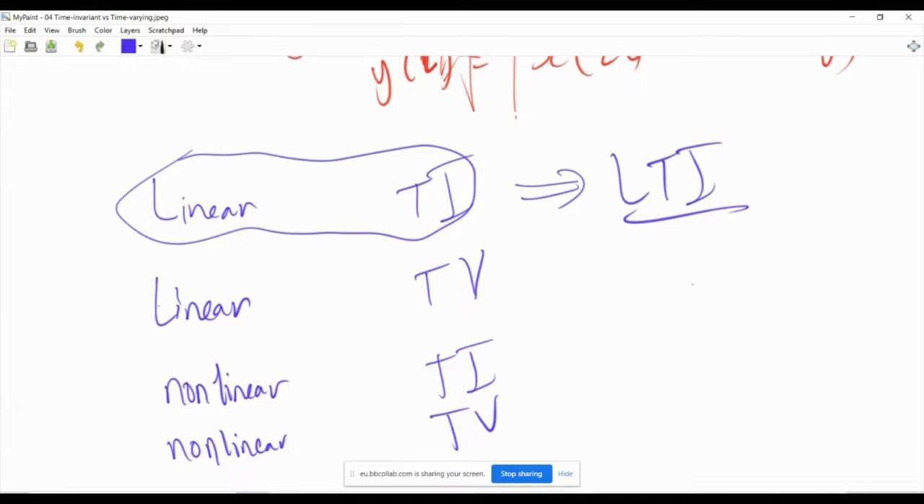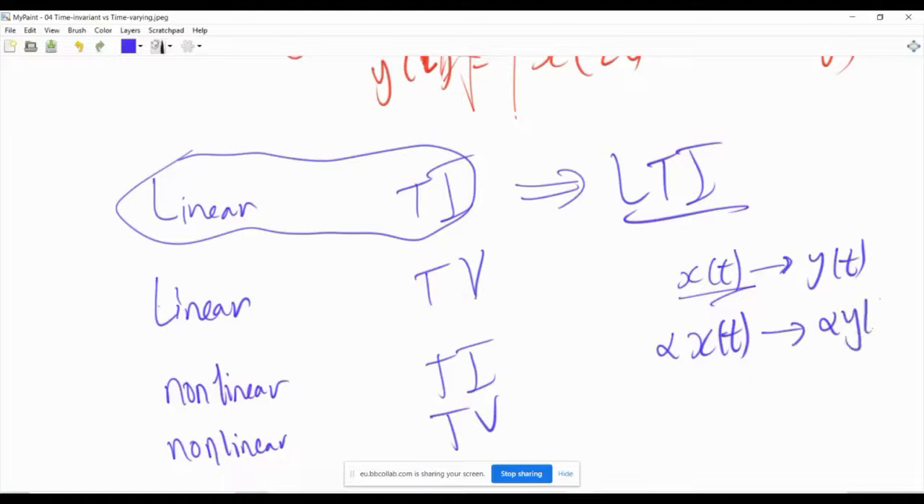So in any system, let's say that you give a system x of t and it gives some output, y of t. Now according to linearity, if you scale the input, you should get the same scale factor in the output. So suppose that you have an amplifier, and you give it x of t, and it produces some output. According to the definition of linearity, this should be true even if alpha is equal to a trillion.